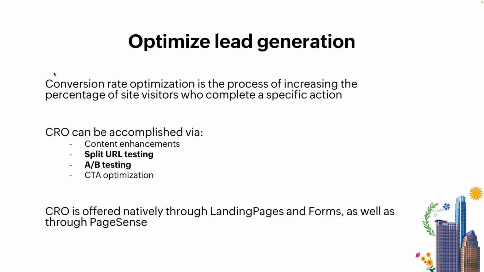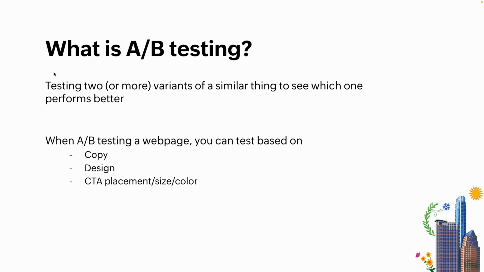CRO can be accomplished via content enhancements. We're not going to do that, but we are going to look at split URL testing and A/B testing. And all of these things can be done live on your website as it's running. Now we'll start with the A/B testing. If you're not familiar with A/B testing, that is testing 2 or more variants of the same thing.